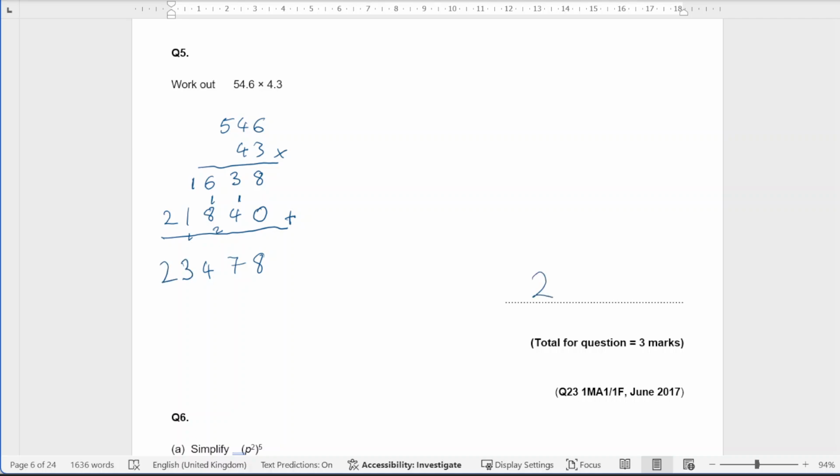So the digits in my answer are going to be 2, 3, 4, 7, 8. Now, technically speaking, what I need to do is divide by 10 and then divide by 10 again, because this number is 10 smaller, and this number is 10 smaller. I tend to do it this way though. I ignore the decimal point, my question had 2 decimal digits, so my answer must have 2 decimal digits. Although technically speaking, what I'm really doing is dividing by 10, then dividing by 10 again, but I count the decimal digits.